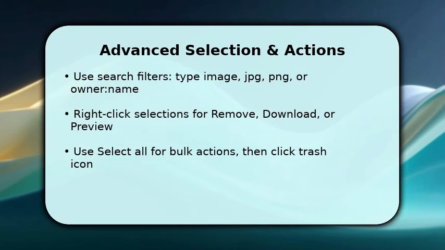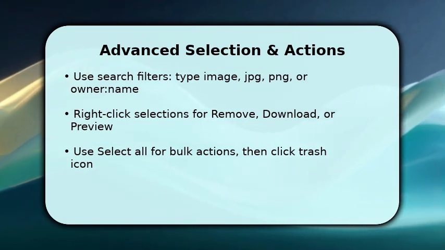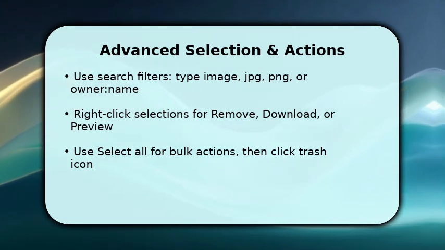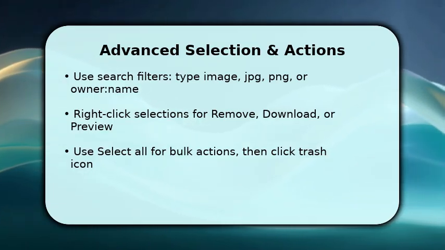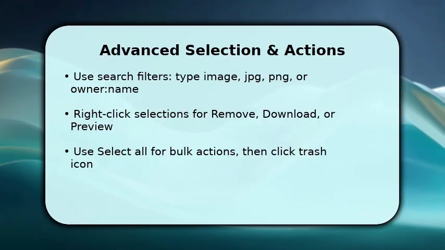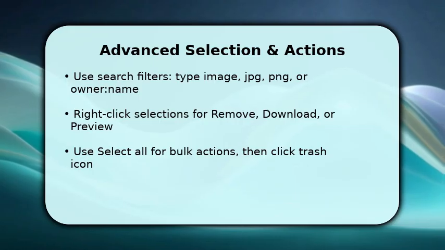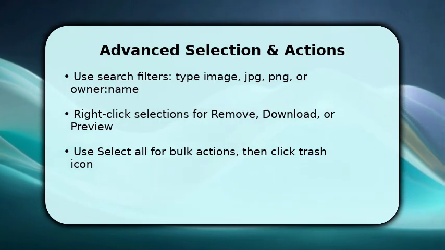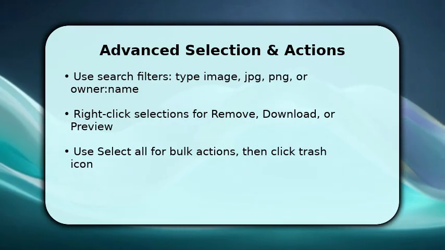Now refine what you remove. Use search filters like type, image, or file extension to list only pictures, then scan previews for accuracy. Once items are selected, right-click for Remove, Download, or Preview. Download anything you need before removing. If you want everything in a folder, press Ctrl/CMD A to select all, then click the trash icon. This moves files to trash.